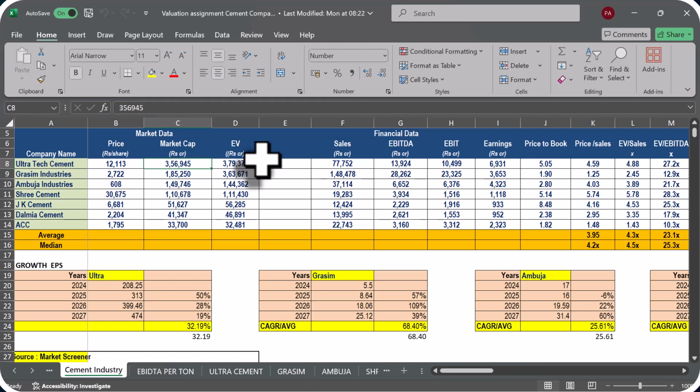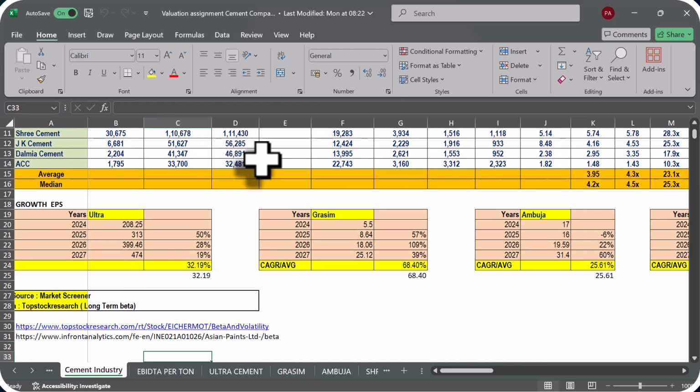So I have shared this template. Who has done it? Up to what level? I filled the price, market cap and EV. Price, market cap, EV. Then the table below, did you fill that table?